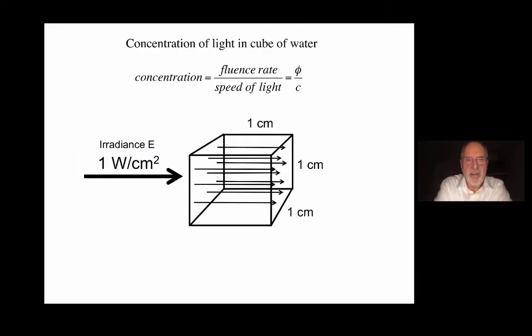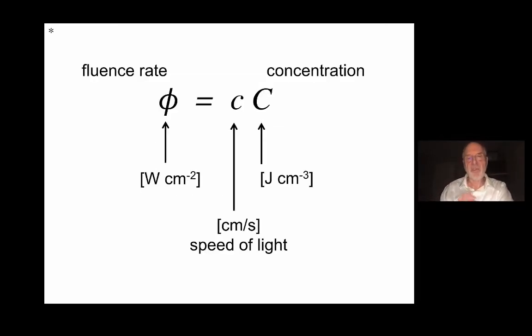Concentration of light in a cube of water as irradiated by a 1 watt per centimeter squared irradiance can be discussed in terms of the ratio of fluence rate to the speed of light. In other words, the fluence rate is equal to concentration of energy scaled by the speed of light in the medium.